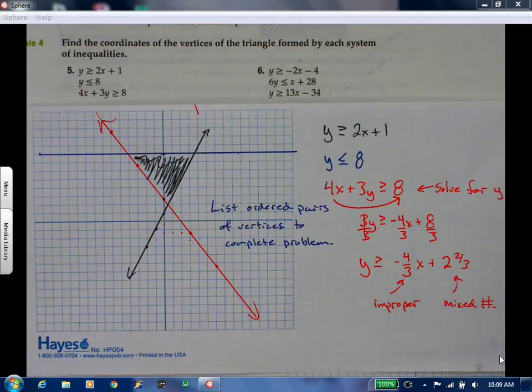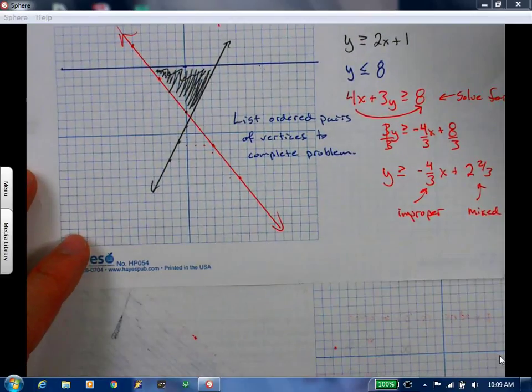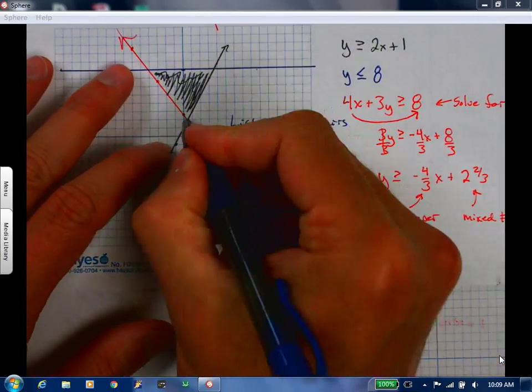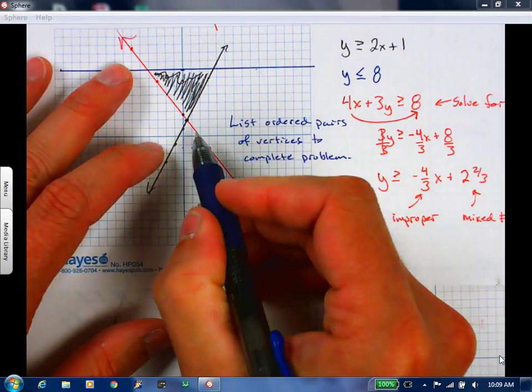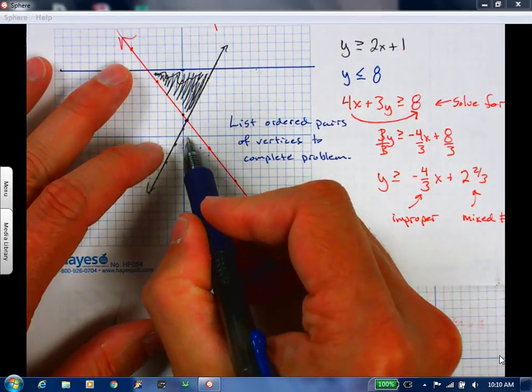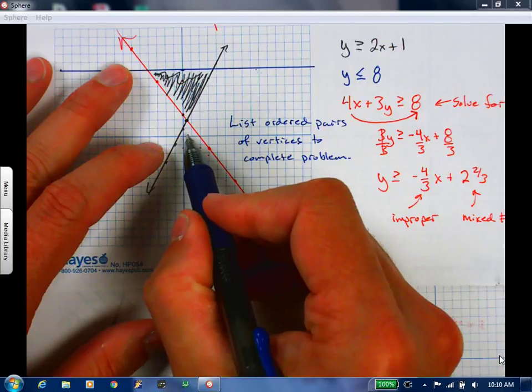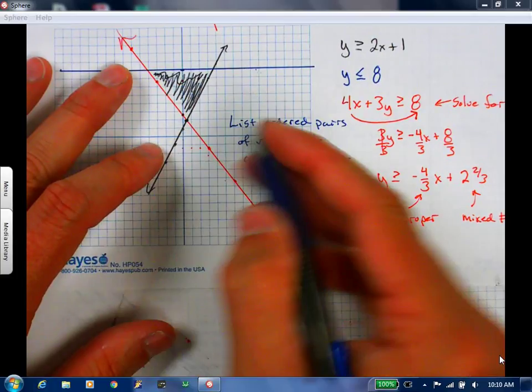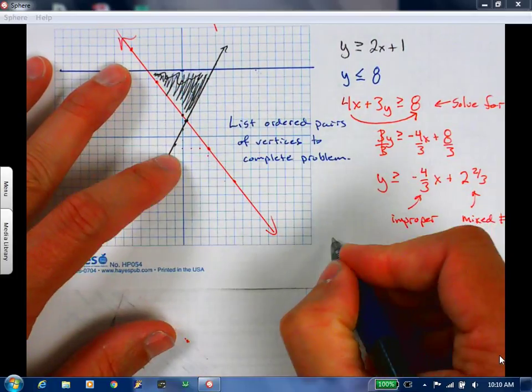So the final thing you have to do with these, you do have to list these vertices. So it looks like some of these aren't exactly on numbers, so we're going to estimate where they're at. So when I look at this one down here, what would you estimate that to be at? Maybe a half? Yeah. Half and then up 2. So one of the ordered pairs would be 1/2, 2.